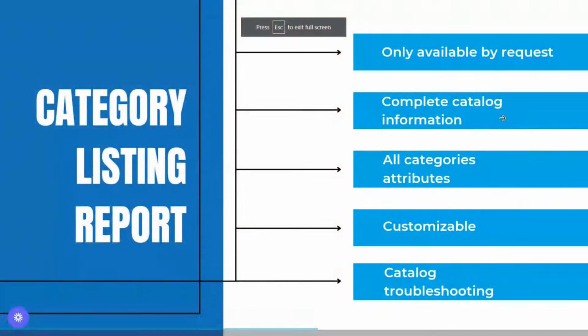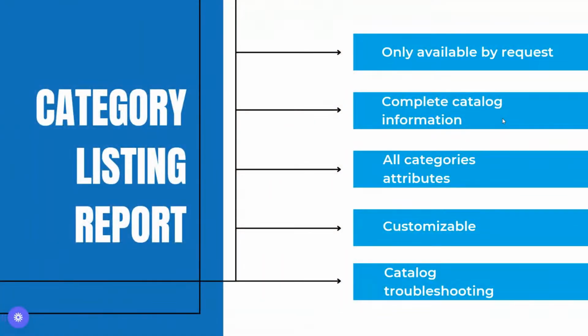I do recommend that you do this often, because one of the other features the category listing report has is your complete catalog information. Imagine that you're selling, I don't know, hundreds of SKUs. It's very complicated to manage all the information. So the category listing report has everything in the same place. I think it's the best database we can have for the information on our listings.